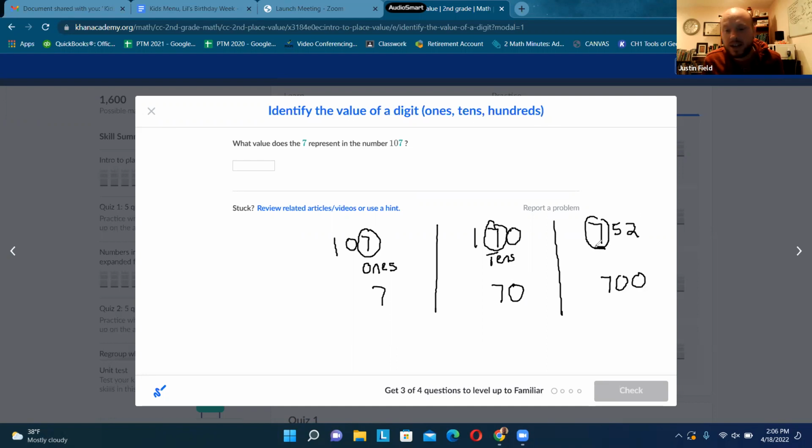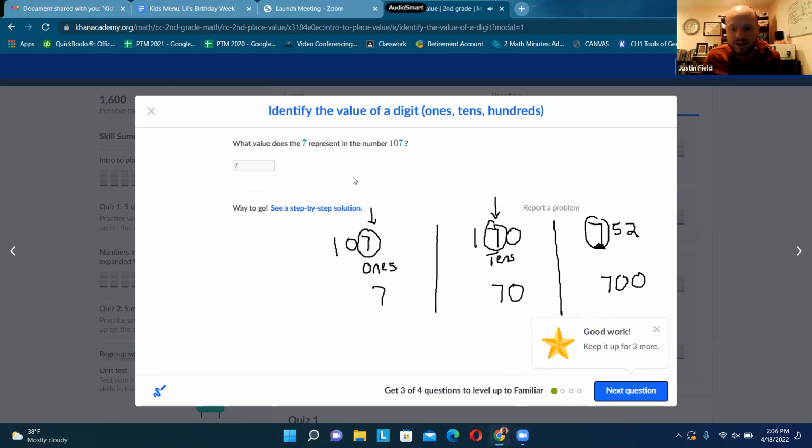That means in this one, there would be 7 big 100 squares. In this second example, there would be 7 rectangle tens blocks. And in this example, which is our question, there would be 7 little 1 squares. So it represents the value of 7. All right, we got it. Let's go on to the next one.